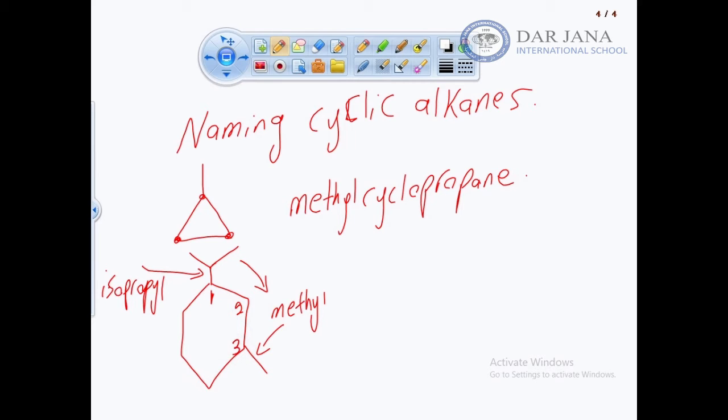So the name of this cycloalkane molecule is 1-isopropyl-3-methylcyclohexane.